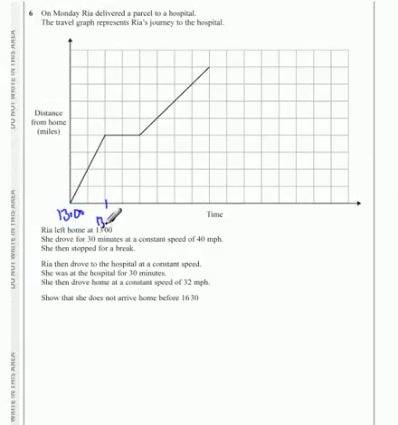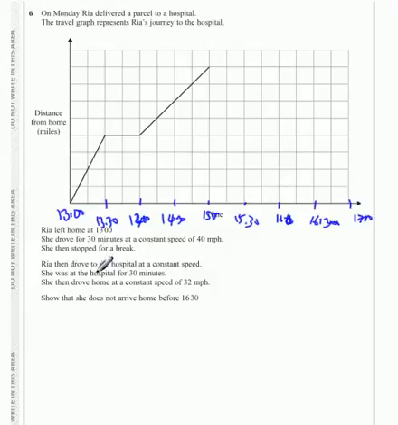So this is going to be 1:30, and then moving on, this is going to be 2 o'clock, 2:30, 3 o'clock, 3:30, and so on. 4 o'clock, 4:30 is going to be here, and then 5 o'clock at the end, so 1700.